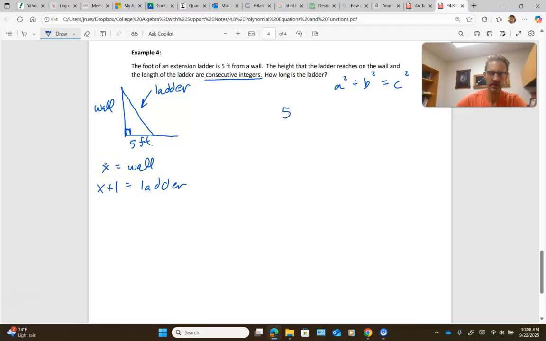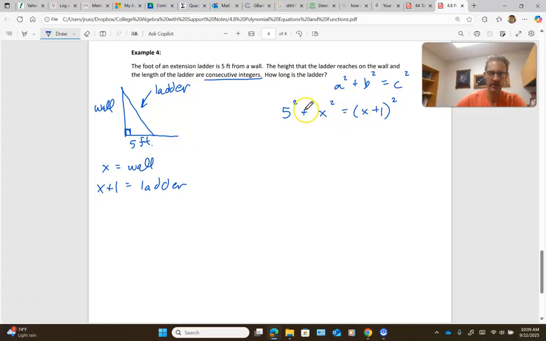So 5 squared, I'm just going to ignore the units for a minute, plus x squared should equal the length of the hypotenuse, which in this case is the length of the ladder, so x plus 1. So x plus 1 squared. And now we've got our equation here. So now we need to solve it.